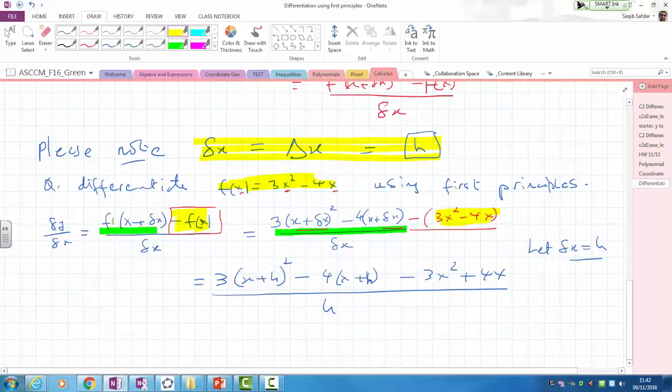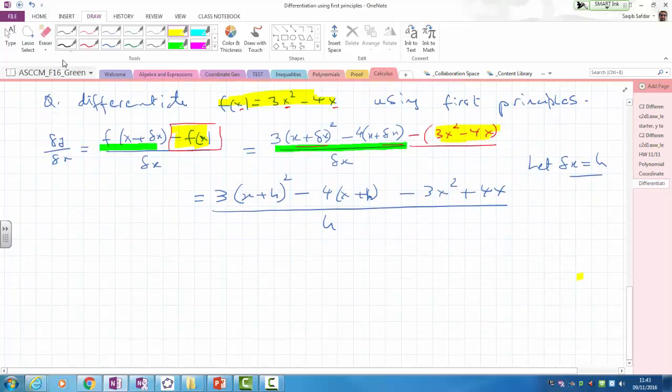Look at the formula. It says f of x plus delta x take away f of x, divided by delta x. What's the bit before that? Minus 4. This part here. This is f of x plus delta x. Instead of putting in x, you put x plus delta x. Okay.